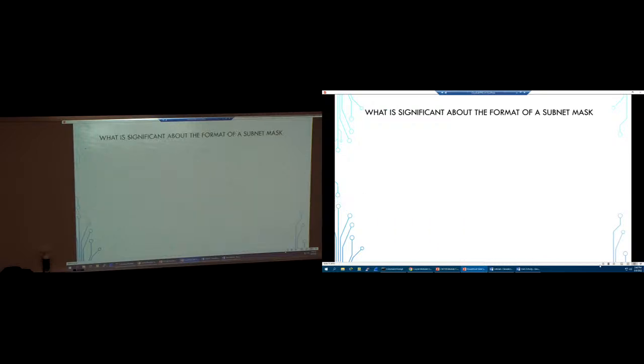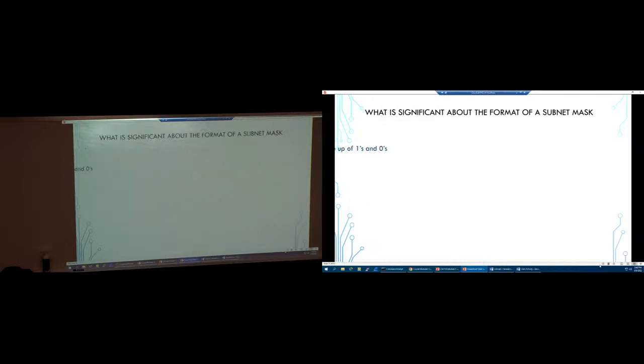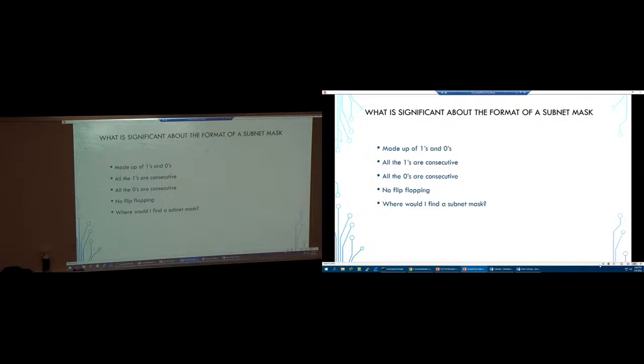Again, if we think of a subnet mask as the indicator, it tells us what part of the IP address is network and what part of the IP address is the host. The format is that it's made up of all 1s and 0s, and they're all going to be consecutive. There's no flip-flopping like in a regular IPv4 address. Like a 10, I would do 00001010, or 160 is 10100000.